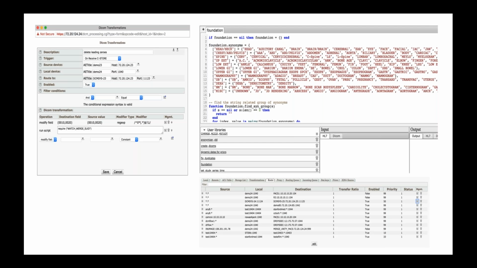What you can see is you can describe the rule, you can decide when it's going to trigger, you can add filters for source and local devices, etc. But essentially, this rule was put in place to delete leading zeros. That's a common problem that we found with many hospitals: the PACS has an MRN that has leading zeros, and the RIS has an MRN that does not include leading zeros.